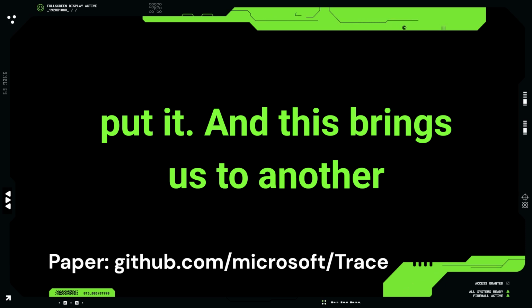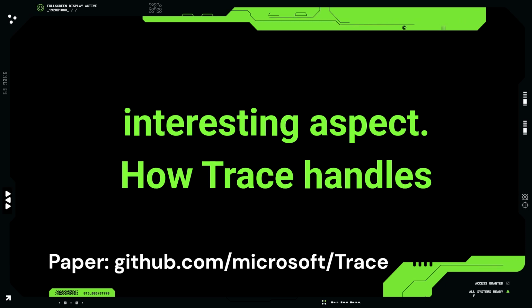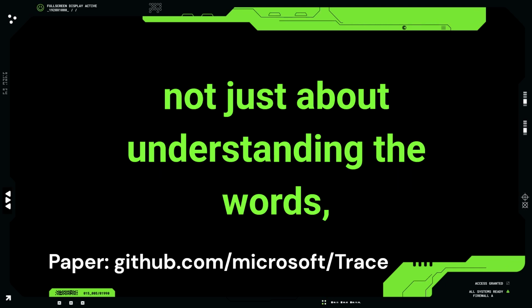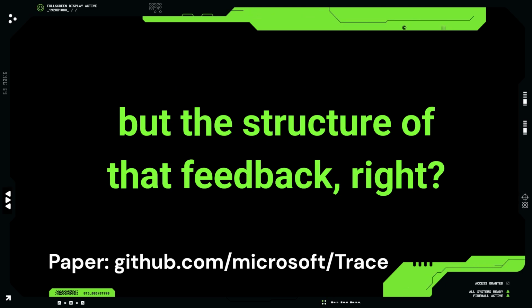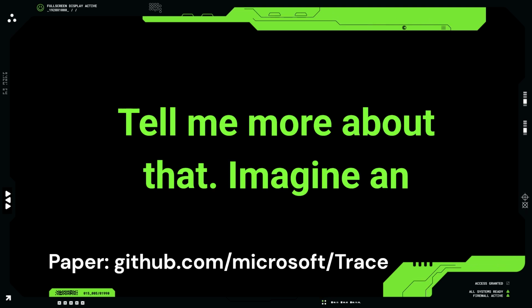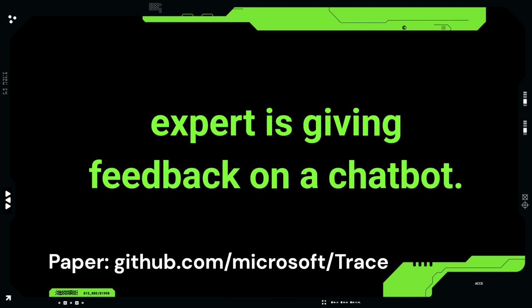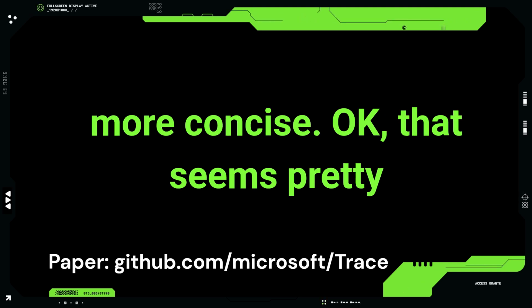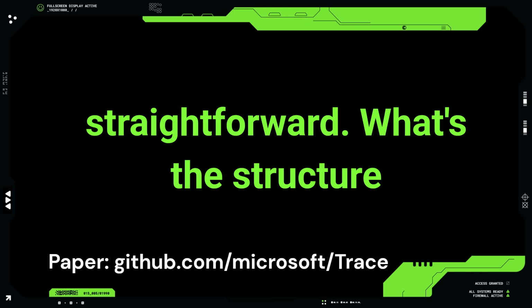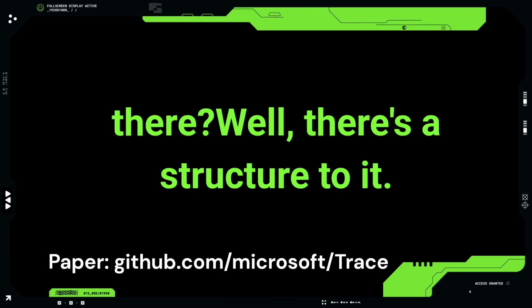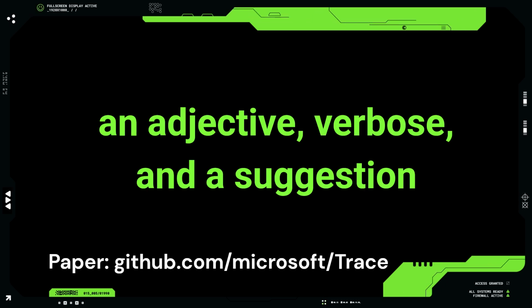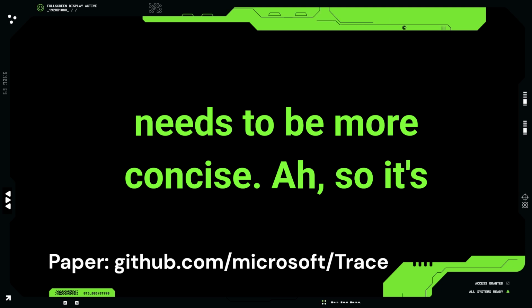And this brings us to another interesting aspect. How Trace handles feedback from those human experts. It's not just about understanding the words, but the structure of that feedback. Right. Tell me more about that. Imagine an expert is giving feedback on a chatbot. Okay. They might say something like, the chatbot is too verbose. It needs to be more concise. Okay, that seems pretty straightforward. What's the structure there? Well, there's a structure to it. It's not just random words. There's a subject, the chatbot, a verb and an adjective, verbose, and a suggestion, needs to be more concise.